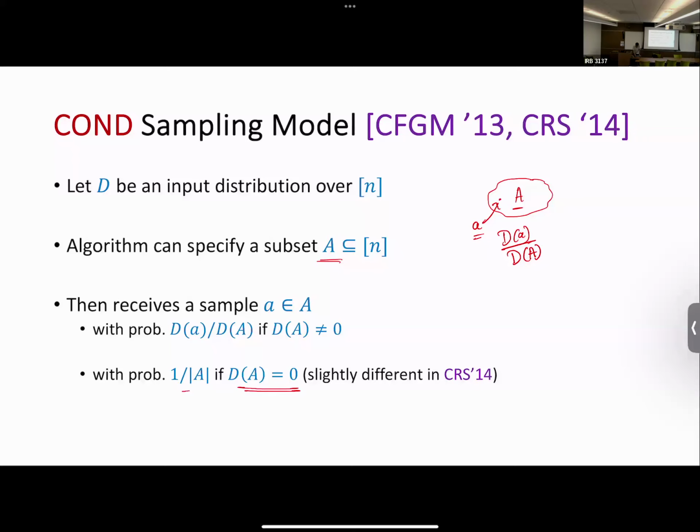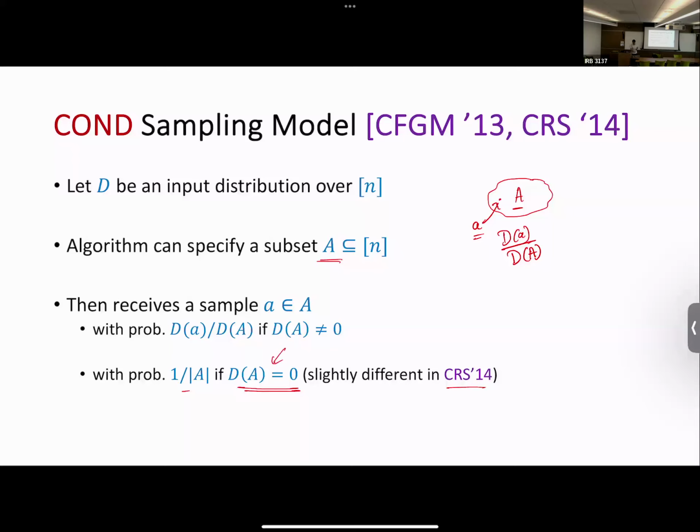But in another work, this set of people basically say that once this happens, I can actually detect that, and I can return that this dA is actually zero. So in one model, we don't have the information whether dA is zero or not when we query with a subset, but in the other model, we also get that information. Modulo this, these two models are essentially the same, introduced by these two groups of people. And it is not clear which one is actually more powerful.